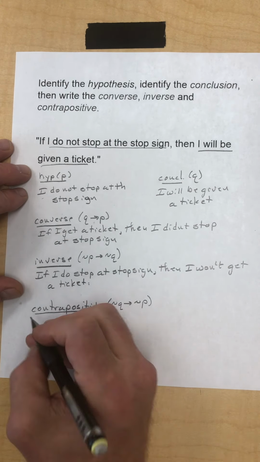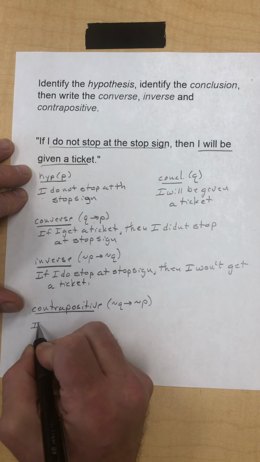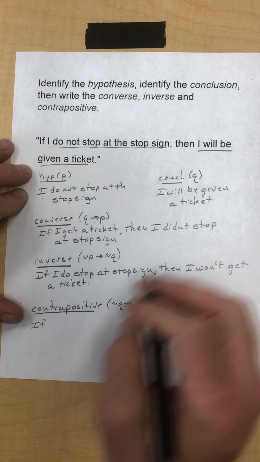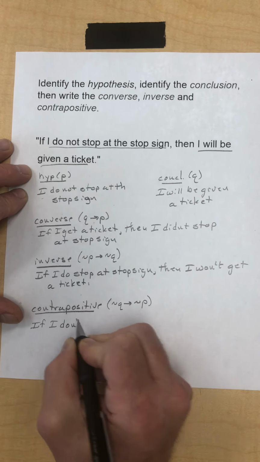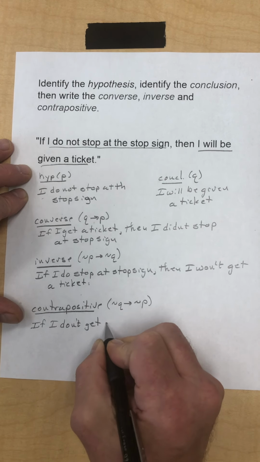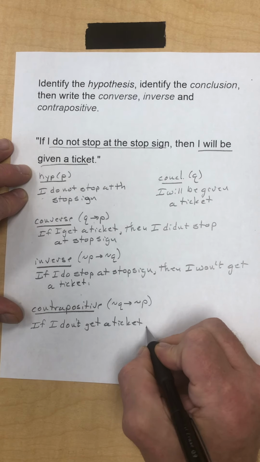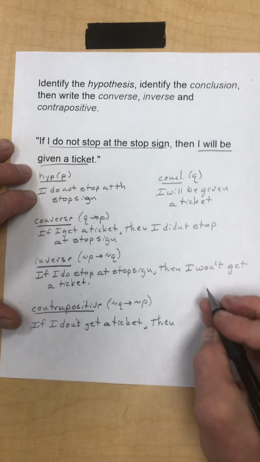Contrapositive. If non-Q, then non-P. So if I won't be given a ticket, or if I don't get a ticket, then I have to negate this: I did stop at the stop sign.